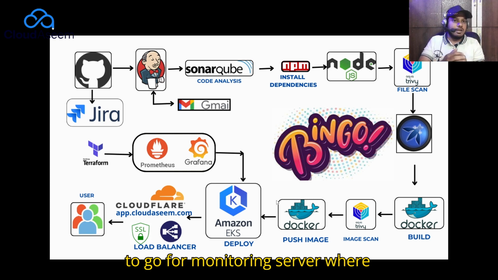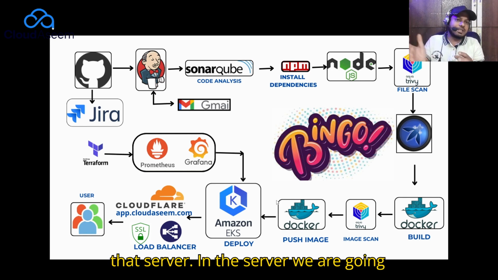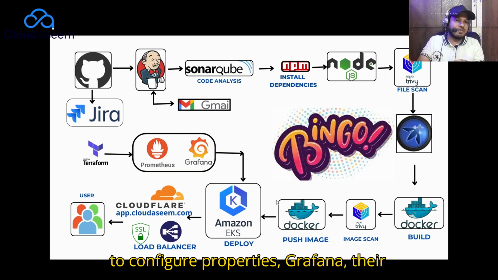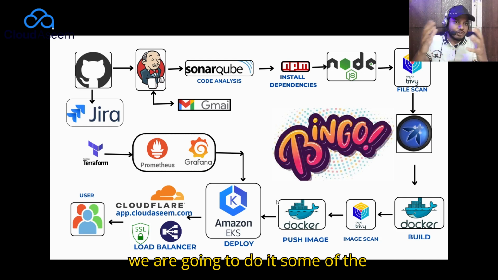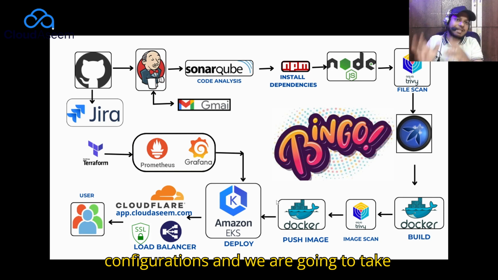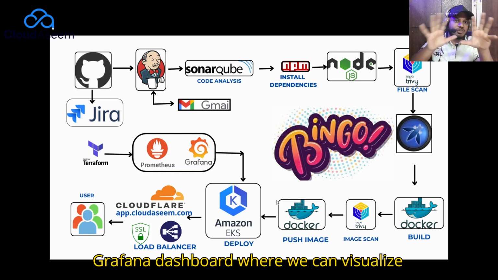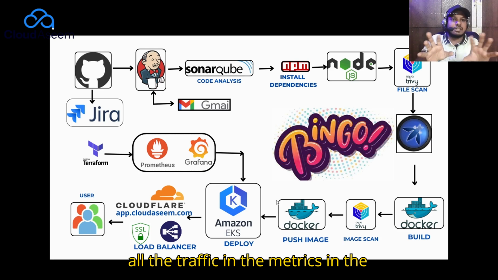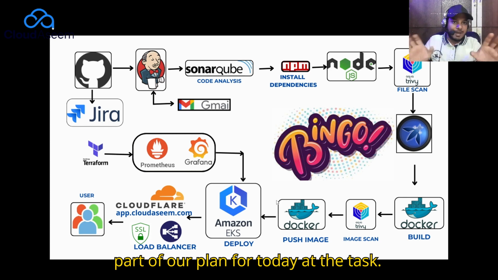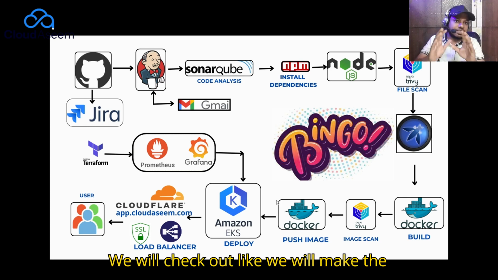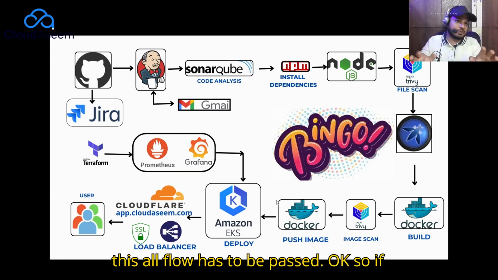go for a monitoring server, where we are going to use Terraform to create the server. In the server, we are going to configure Prometheus, Grafana, their node exporter and blackbox exporter, do some of the configurations, and take those metrics and integrate them into the Grafana dashboard, where we can visualize all the traffic and the metrics in a better way. Okay, so this is our plan for today's task. We will make the test case, so that at the end of the video this whole flow has to pass.